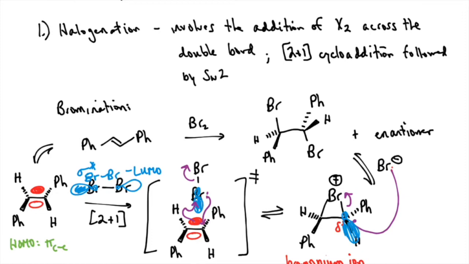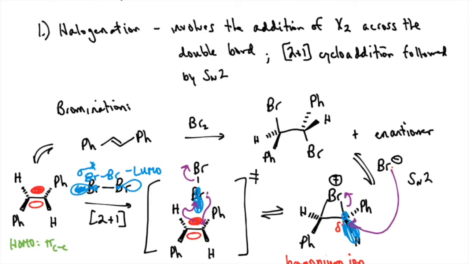Okay, sigma star carbon-bromine. It's going to be attacked. You're going to break the carbon-bromine bond, and then those two bromines are going to be added, and you'll notice that they're added in a trans fashion across that double bond. Okay, and so this is the SN2 step of the mechanism.